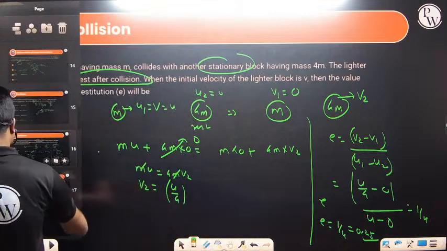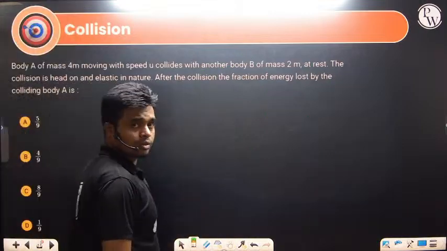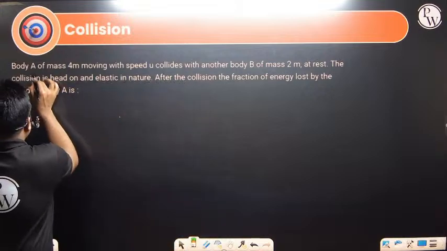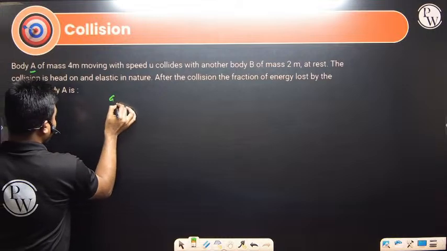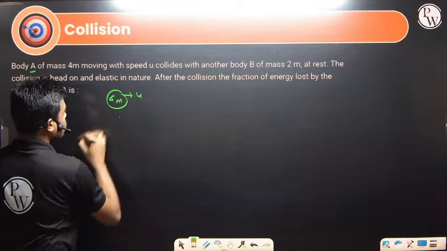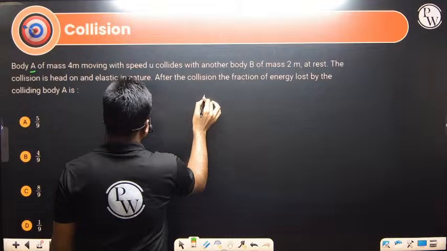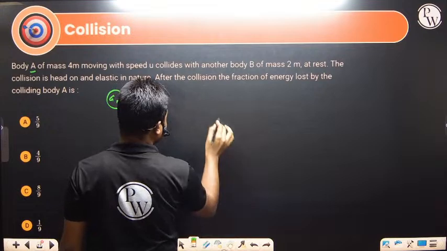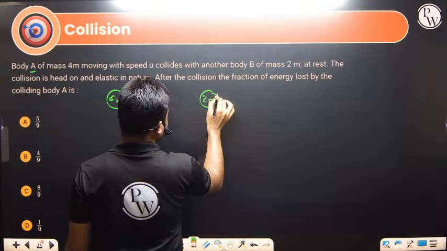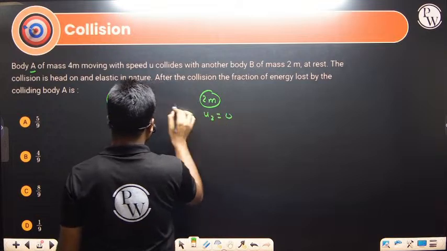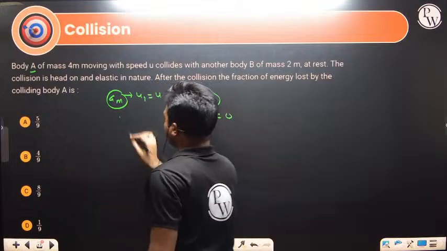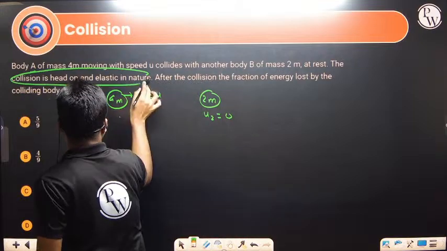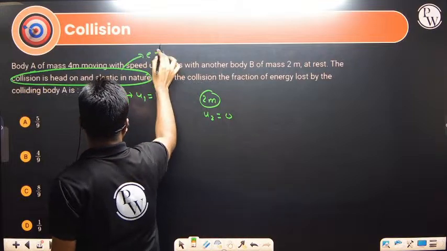One more question from collision, the last question from collision. What are they asking here? Body A of mass 4m, moving with speed u, collides with another body B of mass 2m, initially at rest. So u2 value will be 0, but u1 value is u only. The collision is head-on and elastic in nature, so e is equal to 1.